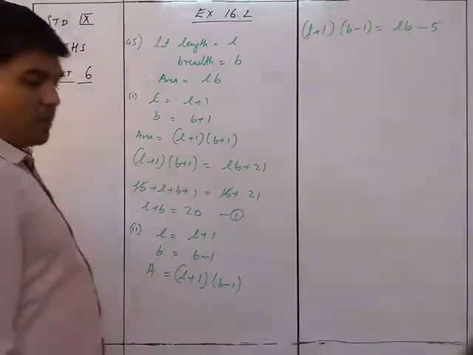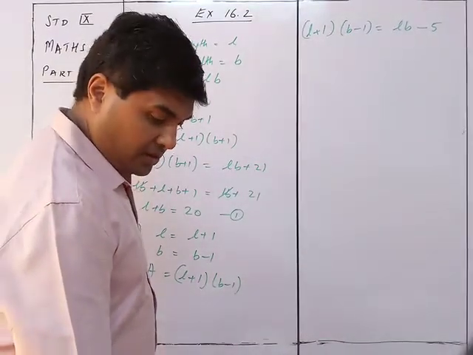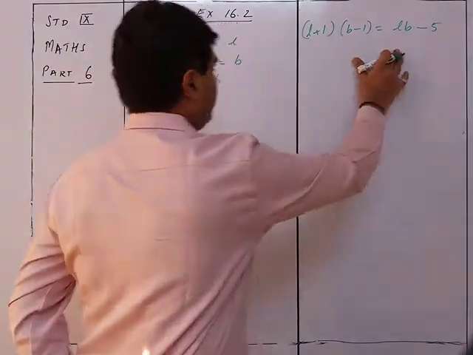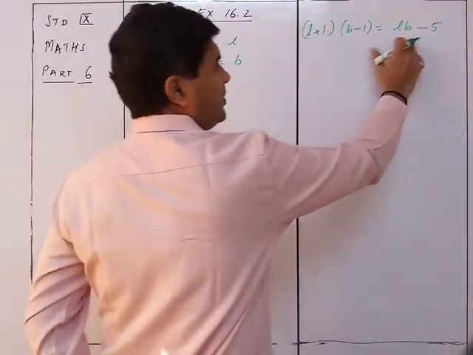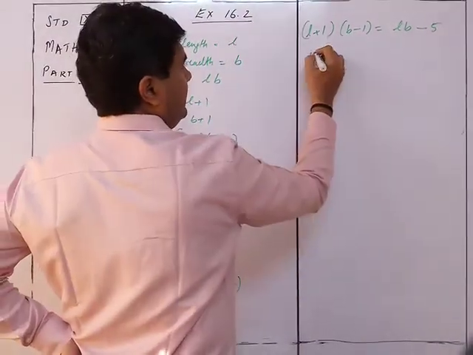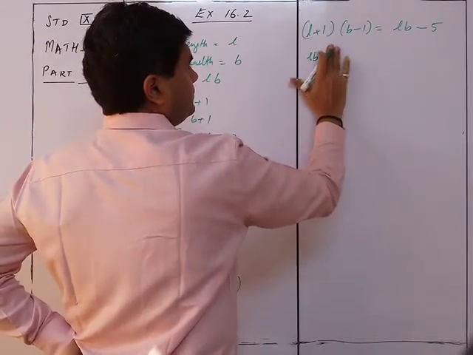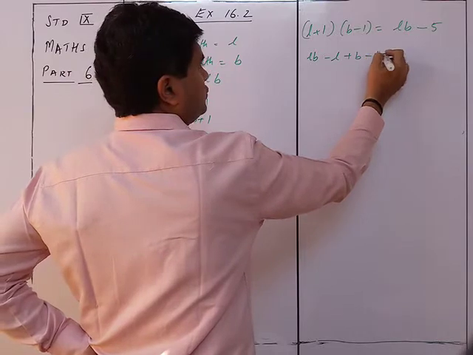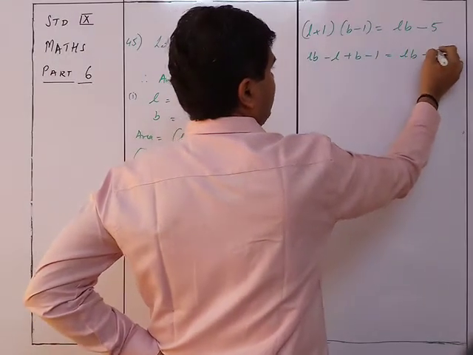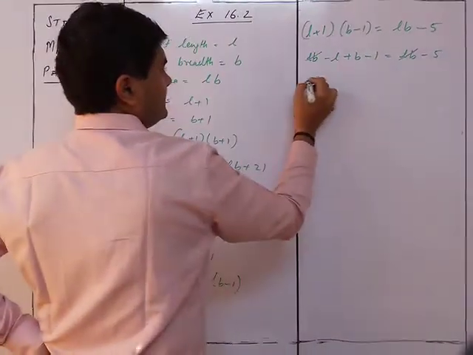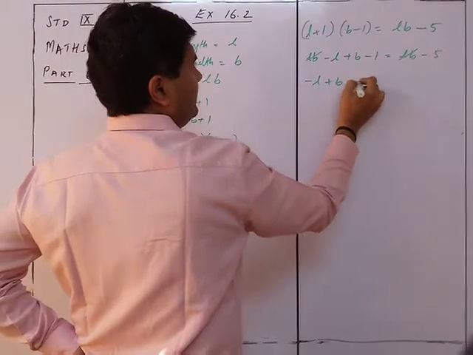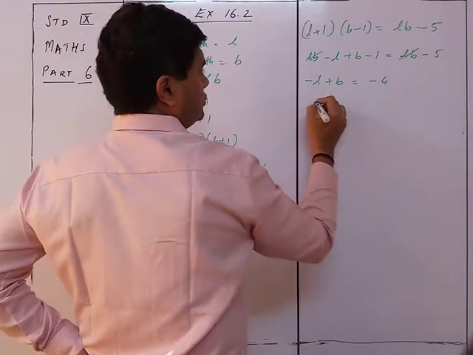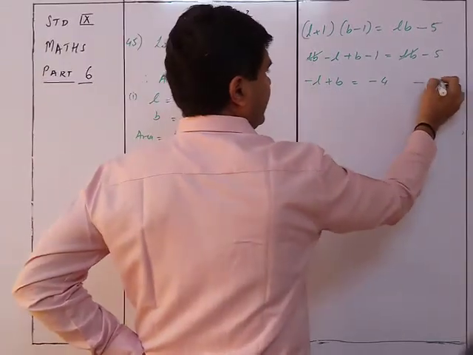If I increase the length by 1 but decrease the breadth by 1, then the area is decreased by 5. So the original area was LB. Now it will be LB minus 5. So it will be LB minus L plus B minus 1 is equal to LB minus 5. LB cancels. Minus L plus B is equal to minus 4. So we can consider this as the second equation.